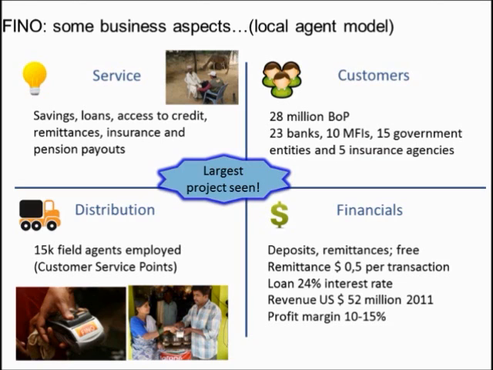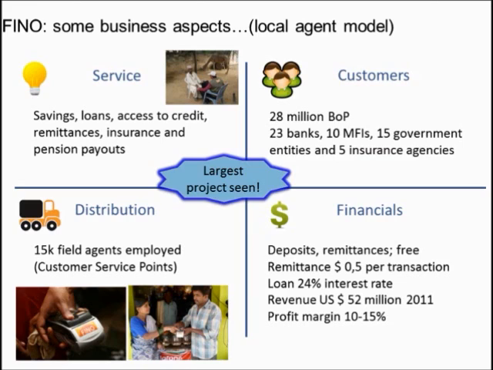The distribution is done via 15,000 field agents, which are called customer service points, and they use a kind of handheld point of transaction terminal with biometric smart cards. And as you can see in this picture, in that way you can really go to rural areas without having the need for other type of technology.